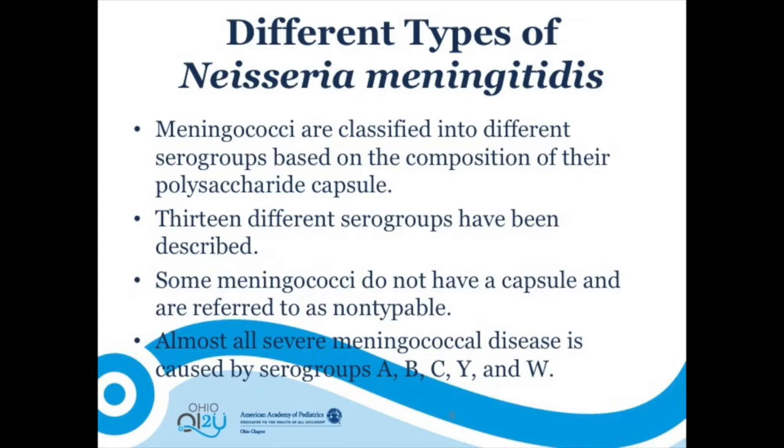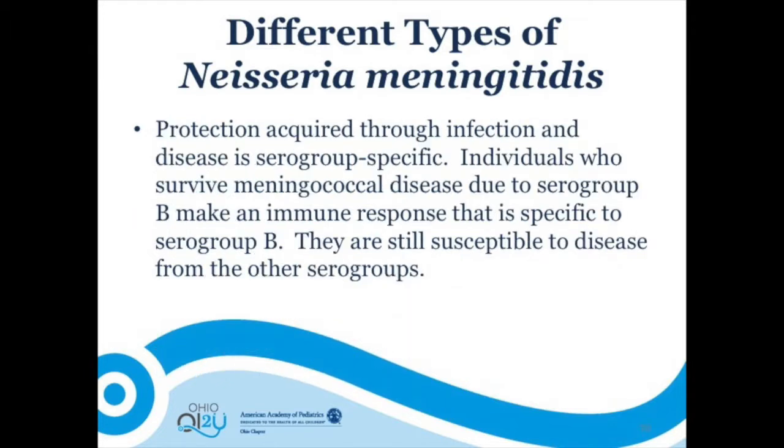Next slide. So protection acquired through infection and disease is serogroup specific. Individuals who survive meningococcal disease due to serogroup B make an immune response that's specific to serogroup B. They're still susceptible to disease from the other serogroups. Next slide.